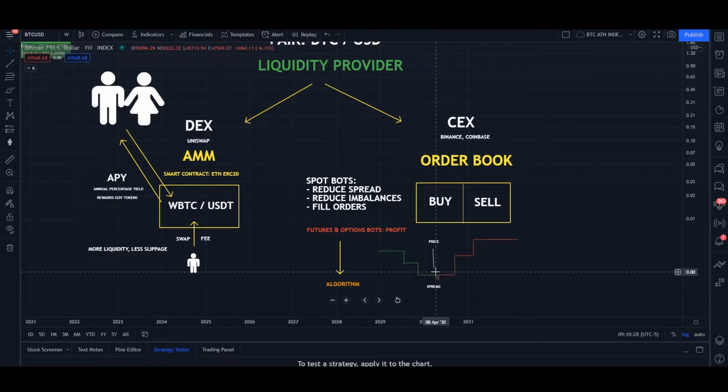And what they can do is, with algorithms, they can see whether they can jump in between this spread and make money out of it, which basically effectively means that they buy Bitcoin just a slightly bit cheaper than they will sell it for, let's say, a few minutes later, or an hour later, or 2 hours later.